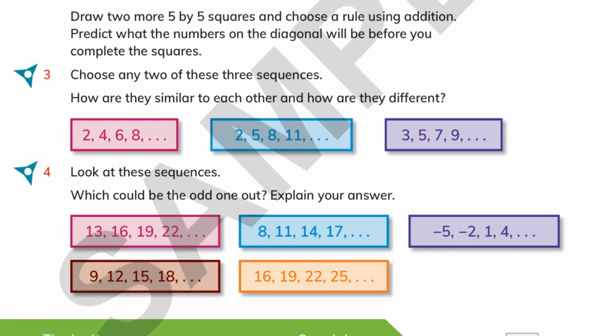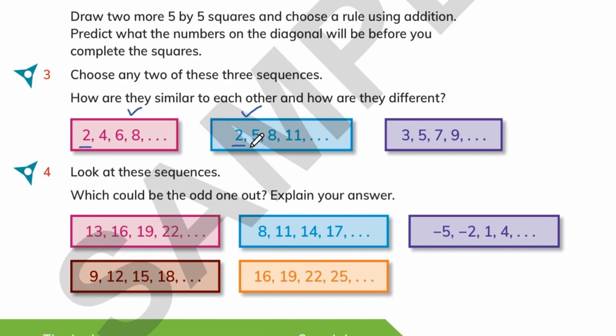Now next question, question number 3: choose any two of these three sequences. How are they similar to each other and how are they different? So we have to select any two sequences of our choice. Let's select these two. First we will think about the similarities between them. The similarity is that they both begin with number 2.